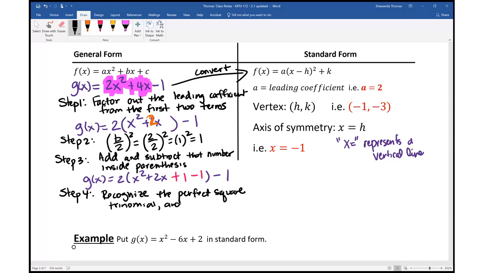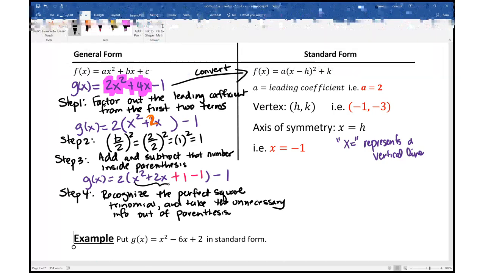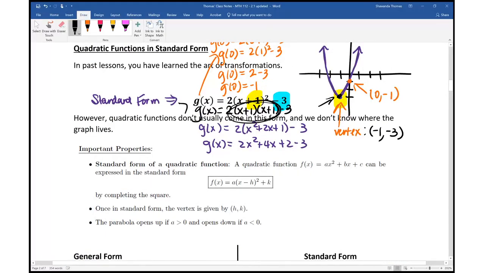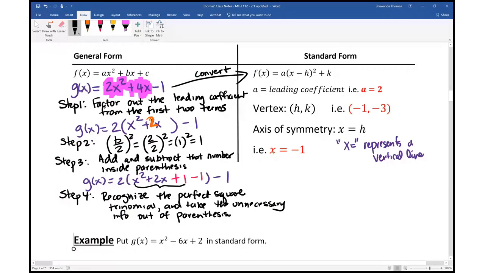And take the unnecessary info out of parentheses. So the perfect square trinomial is right here. Notice if we factor that, we get x plus 1 times x plus 1 again. In fact, we know that from here, right? If we factor this, x plus 1 times x plus 1. So that's a perfect square trinomial getting us in this form over here like that.